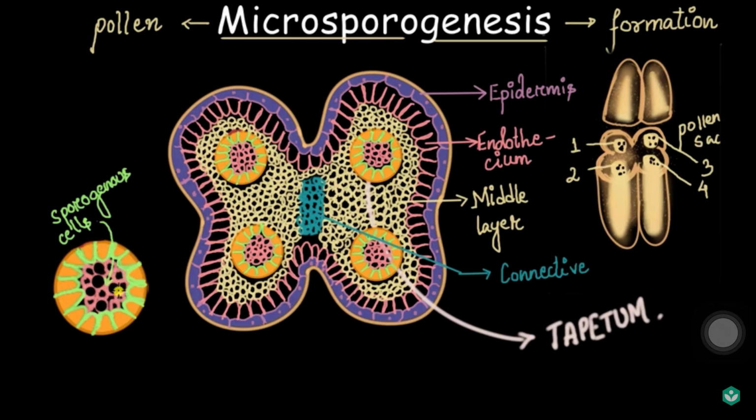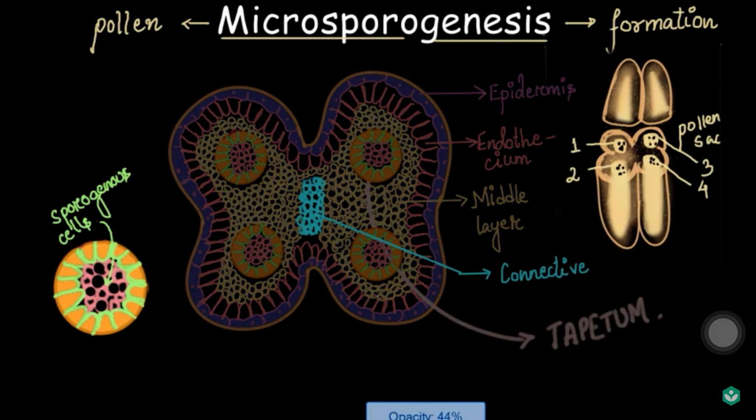And this part is the most important part of the entire video, because a lot of questions are asked from this part. And also from here on, this sporogenous cell will develop into microspores. So let us quickly clear the board.